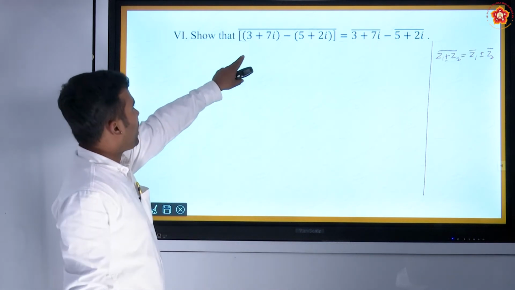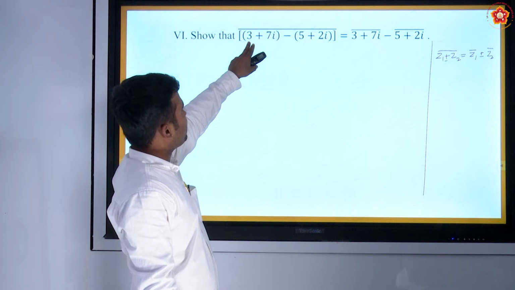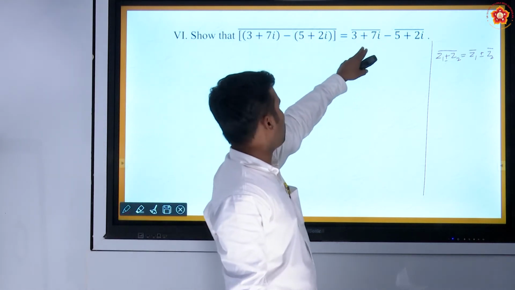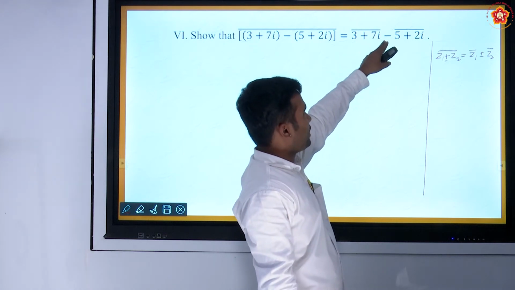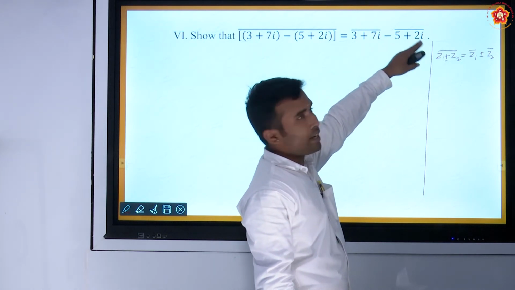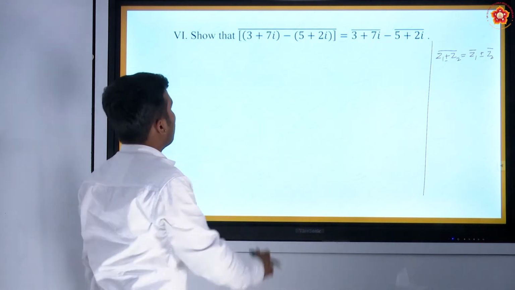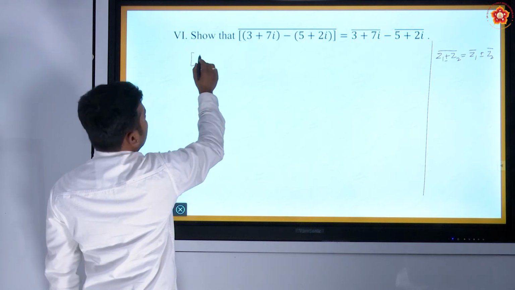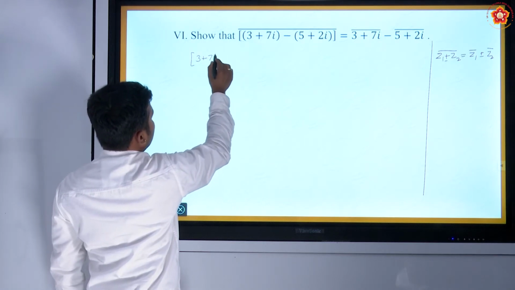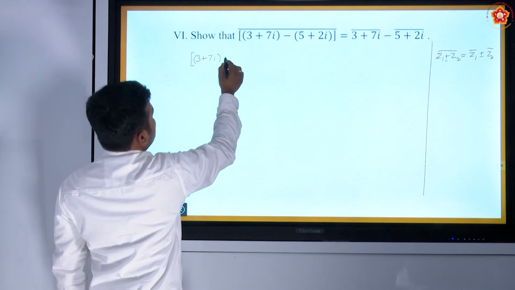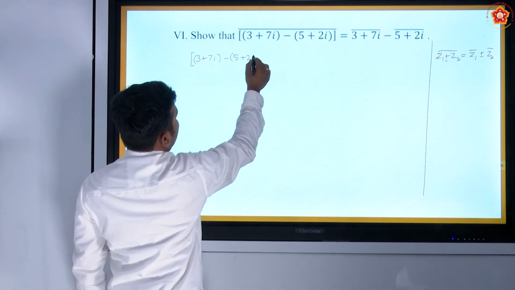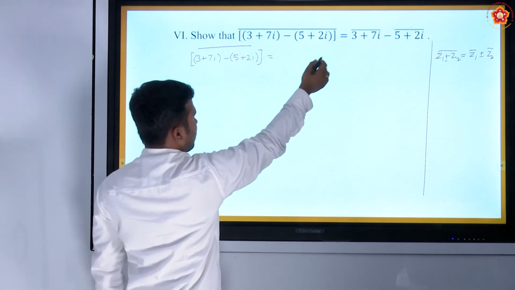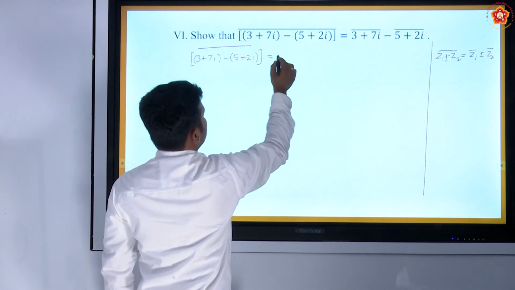So here, what is LHS? LHS is (3 plus 7i minus 5 plus 2i) whole conjugate, which is equal to (3 plus 7i) conjugate minus (5 plus 2i) conjugate. So this is what we have to find now. So let us take LHS, that is (3 plus 7i) minus (5 plus 2i) whole conjugate, and let us simplify this and we can come to the conclusion.